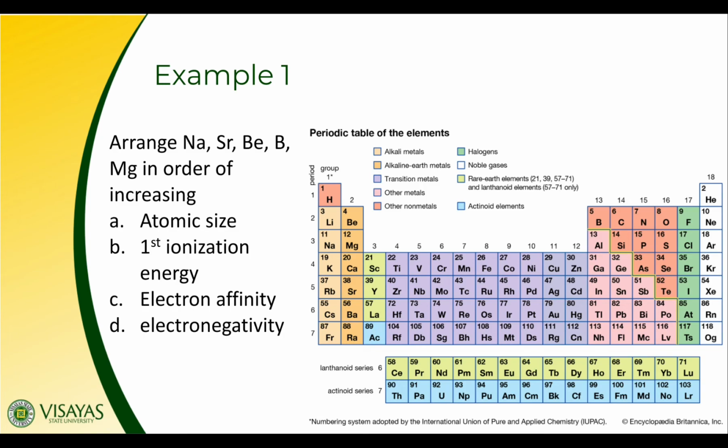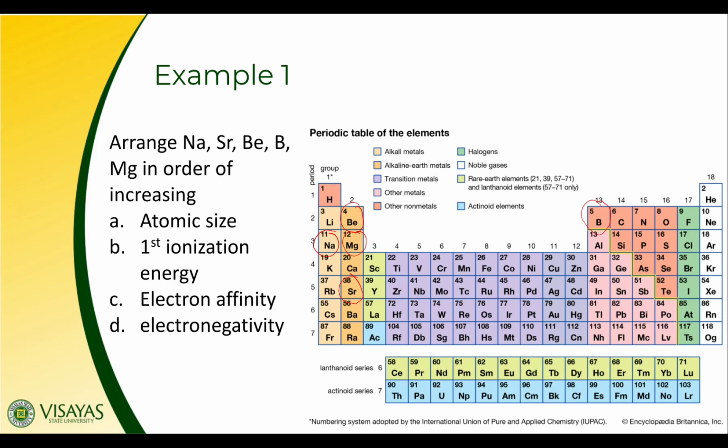Okay, let's have some examples. First example, arrange sodium, strontium, beryllium, boron, and magnesium in order of increasing atomic size. So let's look at sodium. Where is sodium? Sodium is here. Strontium is here. Beryllium is here. Boron is here, and magnesium is here. Okay. Arrange in order of increasing atomic size. That means we start with the smallest atomic size down to the largest size.